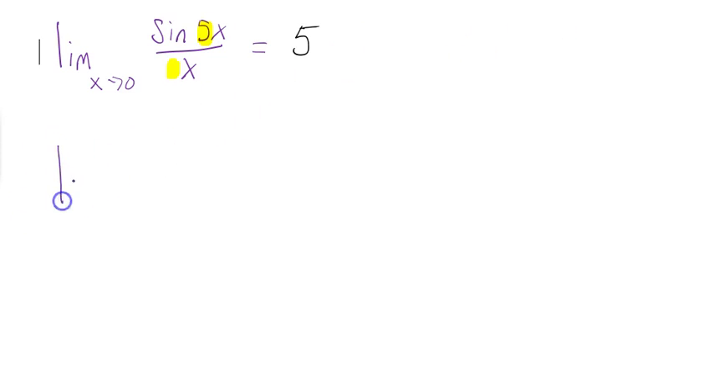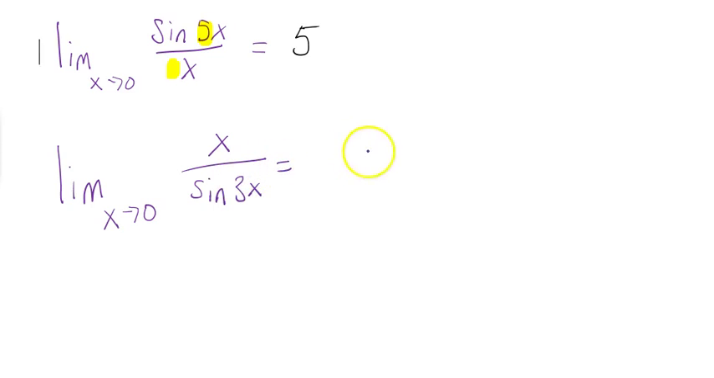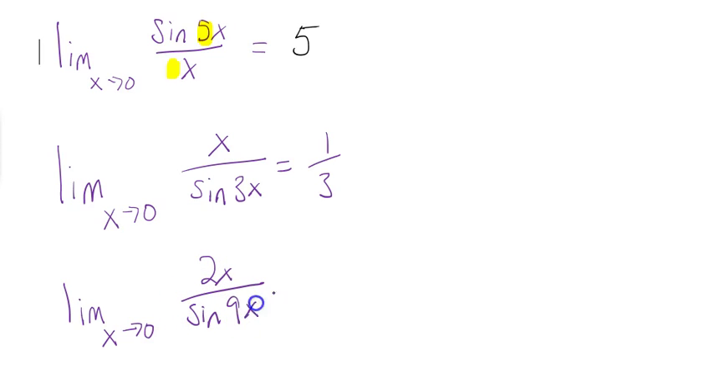Another example, it could be upside down. So if I had x over sine 3x, what would my answer be? 1/3. If I had the limit as x approaches 0 of 2x over sine 9x, what would it be? 2/9. Okay, that was what you had to remember there.